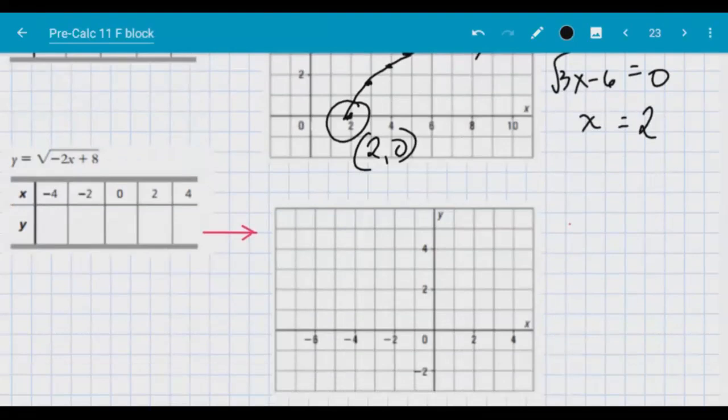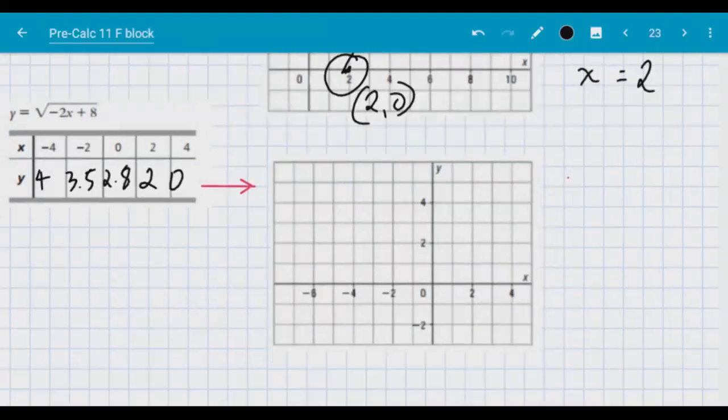So let's create the values first. If x is negative 4, y is 4. If x is negative 2, y is about 3.5. If x is 0, y is about 2.8. If x is 2, y is about 2. If x is 4, y is 0.